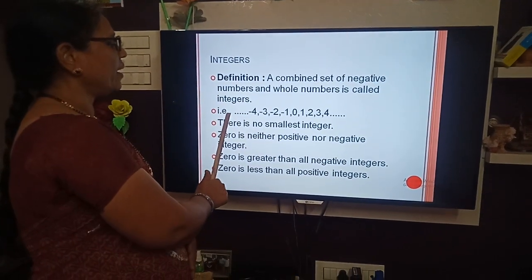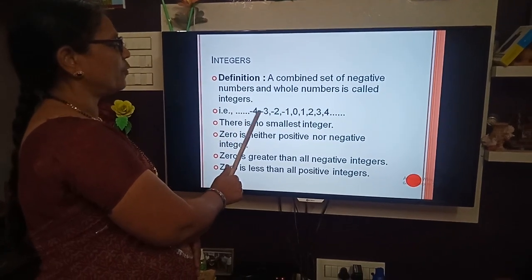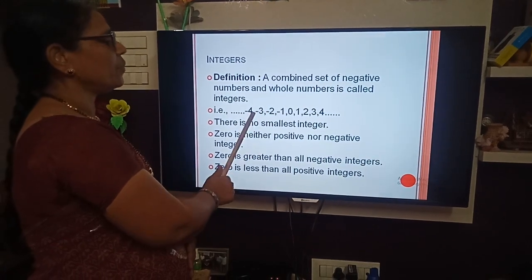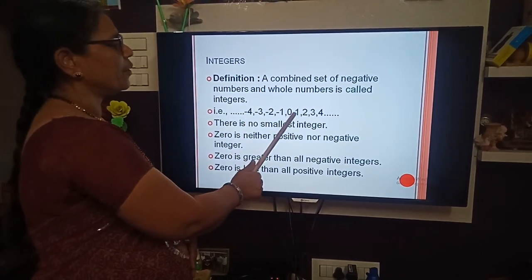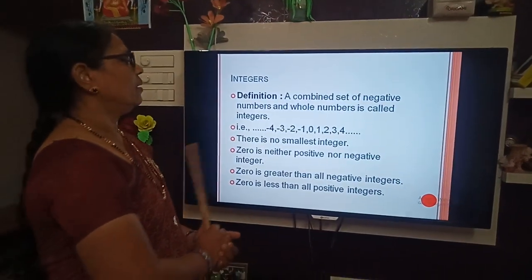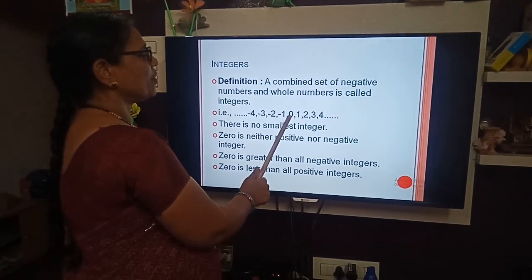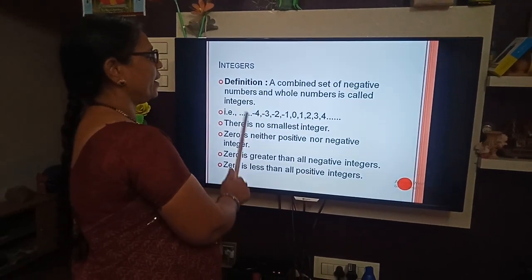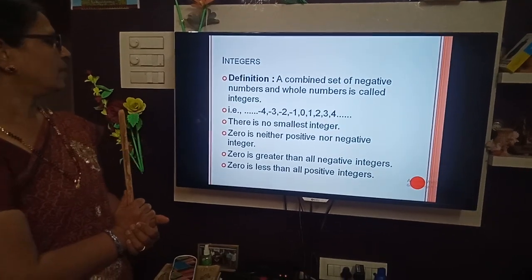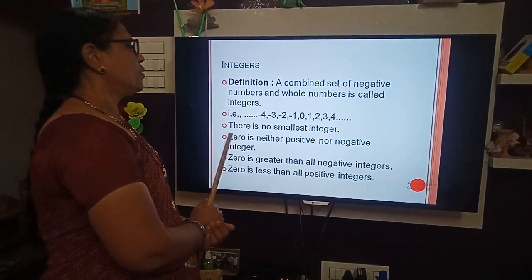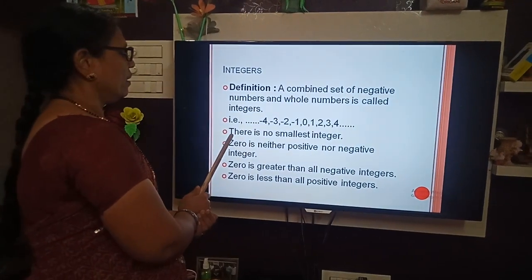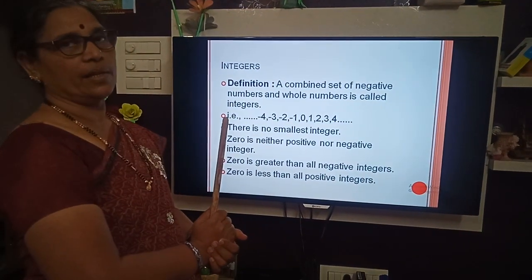Means from negative infinity, -4, -3, -2, -1, these all are negative integers. And from 0, 1, 2, 3, from 0, these all are whole numbers. Then the combination of whole numbers and negative integers together forms the set of integers. There are so many points to remember in this topic, that is, there is no smallest integer.